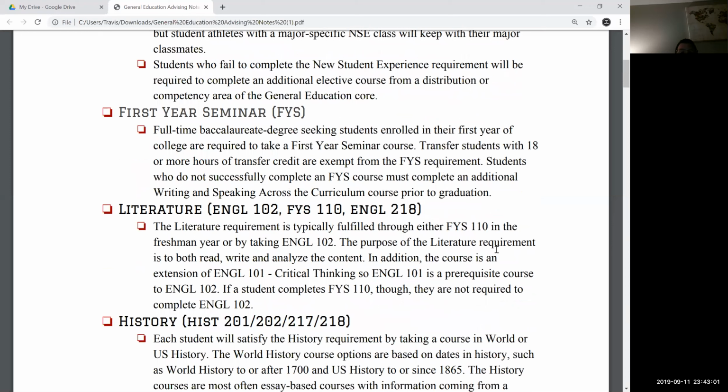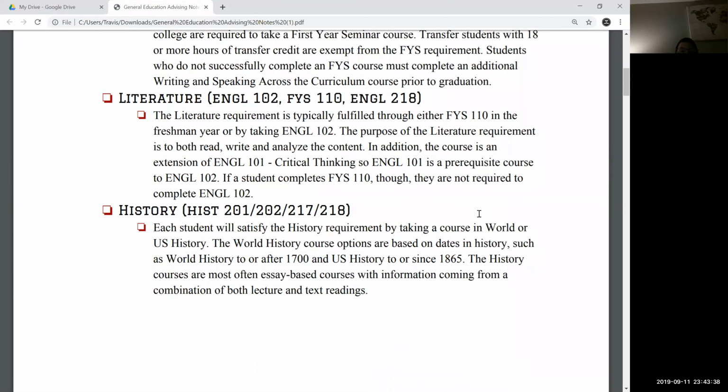Next category is literature. Here the most popular choices are English 102, FYS 110, and then English 218. Most people end up taking FYS 110, but if not, they'll do English 102. English 102 is mostly offered during semester 2. English 101 is typically taught in the fall, and then 102 is in the spring. The reason is a lot of the time it's the same instructors. So if you didn't take an FYS 110 and you're a freshman, then you need to probably take English 102 the second semester.